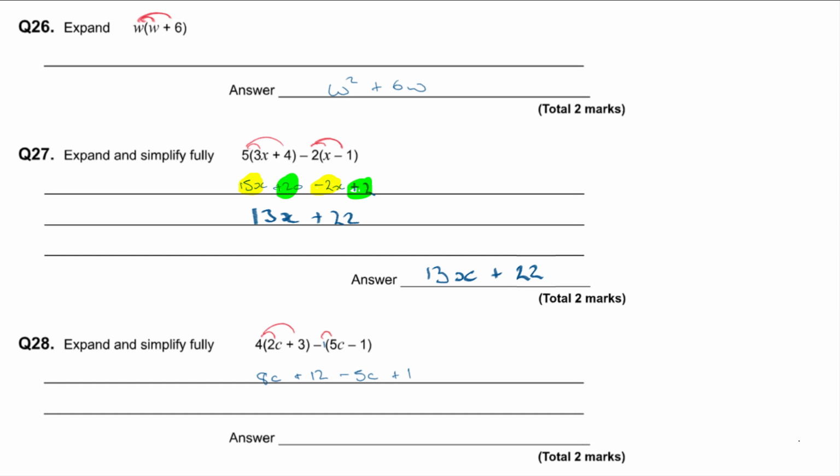So I've got terms in c, I've got 8c minus 5c, that's going to give me 3c. And then I've got 12 plus 1, that's 13. So I'm going to get 3c plus 13. That's my final answer. 3c plus 13.